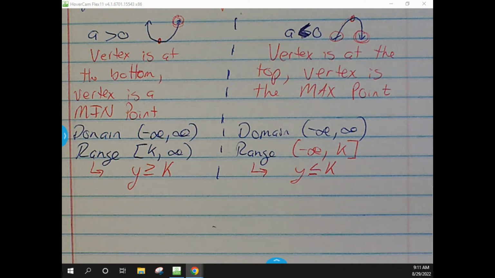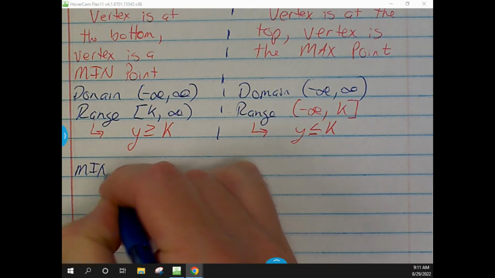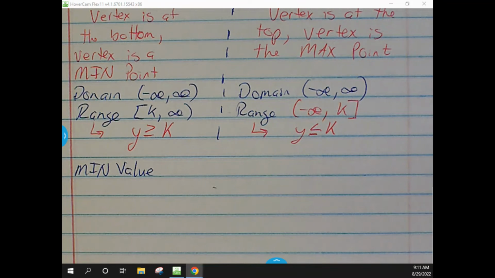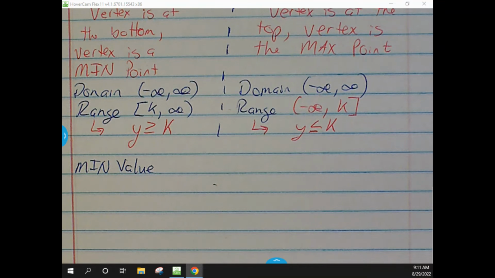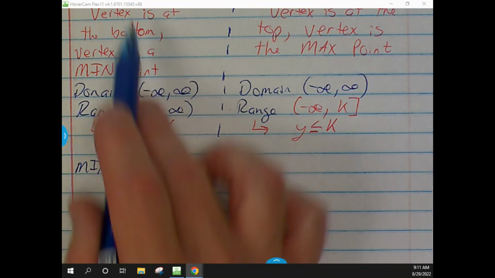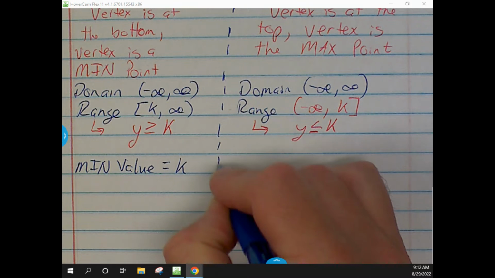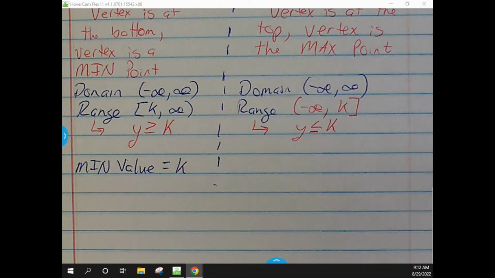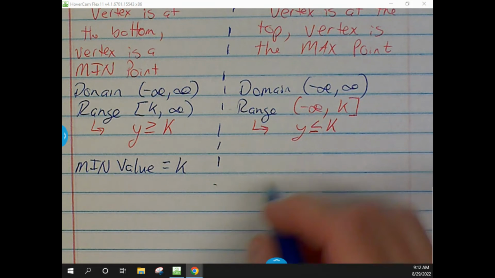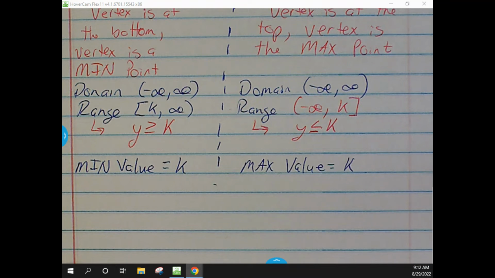Okay. Now, one thing they may ask you to do here, and it's not every question, but on some of these they do this. If they ask for a min value, because again, we're talking about the maximum point or the minimum point here, that's just equal to that k value. So you just basically take the vertex and keep recycling it, and you keep using it for every single little thing that happens here. Same thing on this side. If they ask you for a max value, that's still going to be your k value.